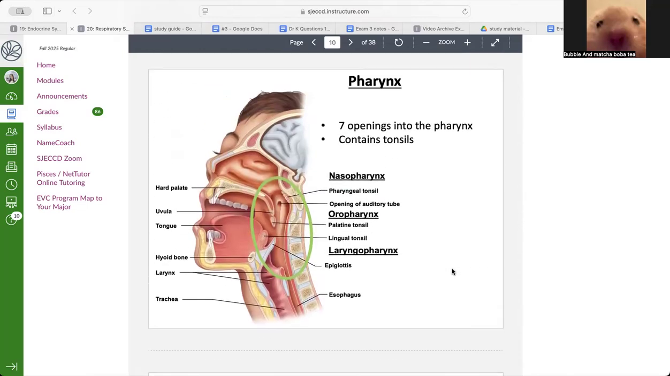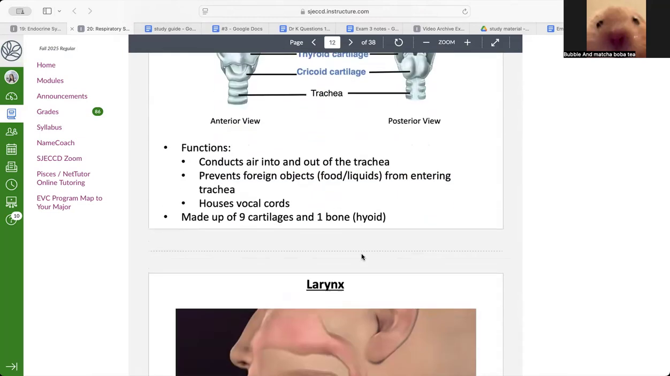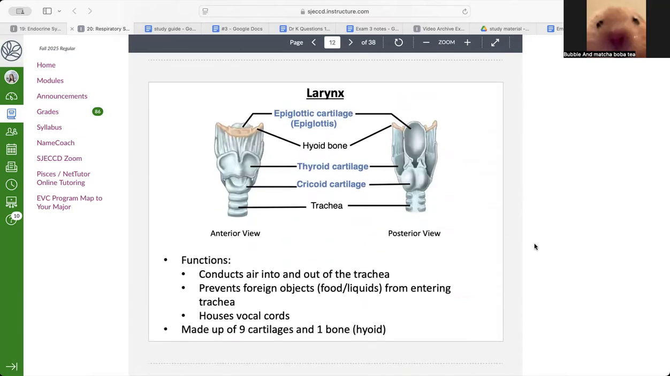Okay, and then we have the larynx, which has the epiglottis, which covers the opening to the larynx when swallowing food, because you don't want the food and water to mix together. The opening is called the glottis. So the larynx conducts air into and out of the trachea. It prevents foreign objects from entering the trachea, and it houses the vocal cords.